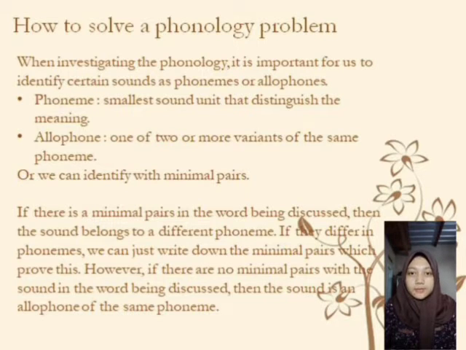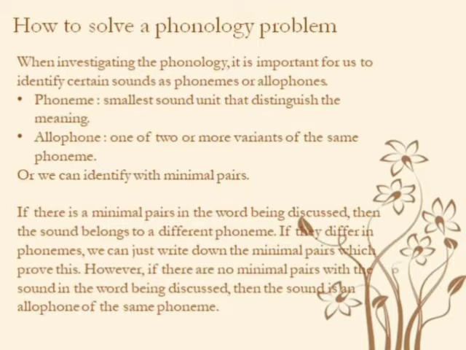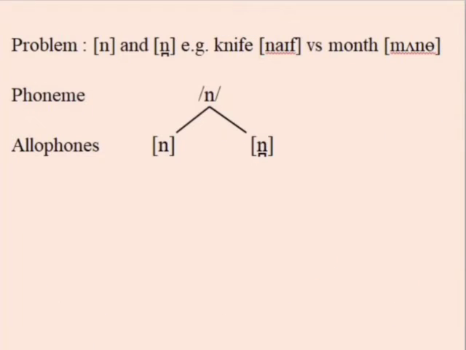Here I would like to explain about how to solve a phonology problem. When investigating phonology, it is important for us to identify certain sounds as phonemes or allophones. This is the example. We have n on the left side, and it sounds more like n, with your tongue touching the ridge behind the teeth on the roof of the mouth, and the word is knife, knife. And we have n on the right side, and it sounds more like your tongue is against the upper teeth, and the word is month, month.